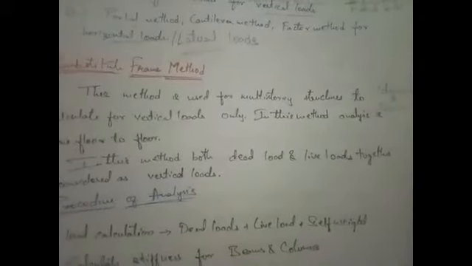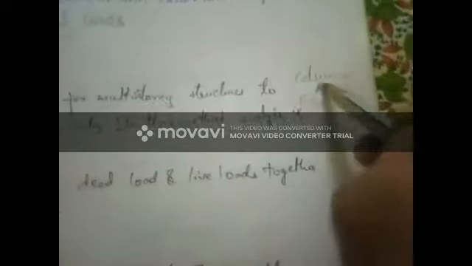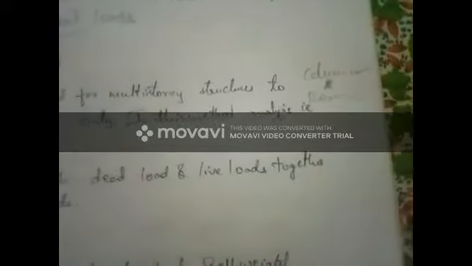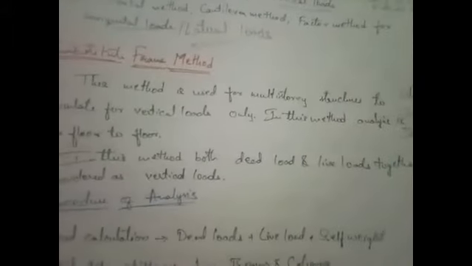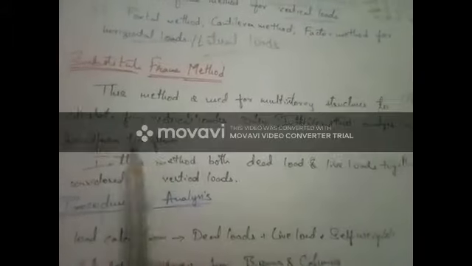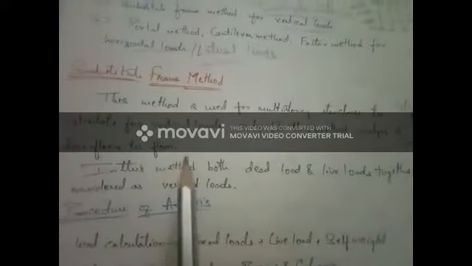But here in the substitute frame method, we will be considering the members separately. Analysis of beams is separate, columns are separate, and joints are separate. So we will be analyzing with respect to columns, beams, and joints. The other name for this method of analysis, as I said to you, is the two cycle analysis of moment distribution.